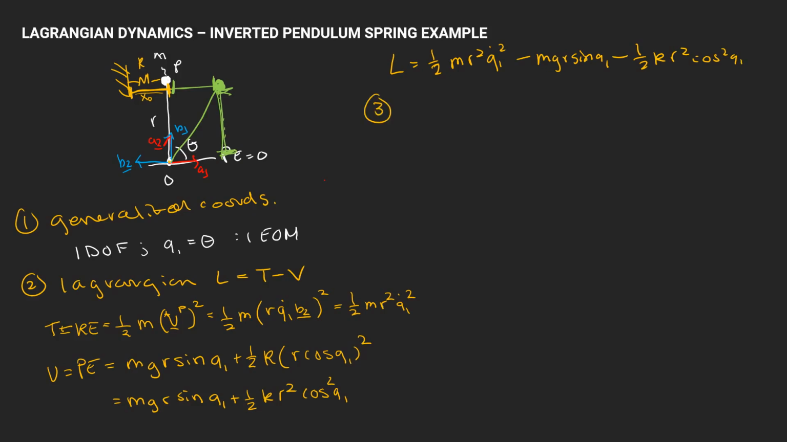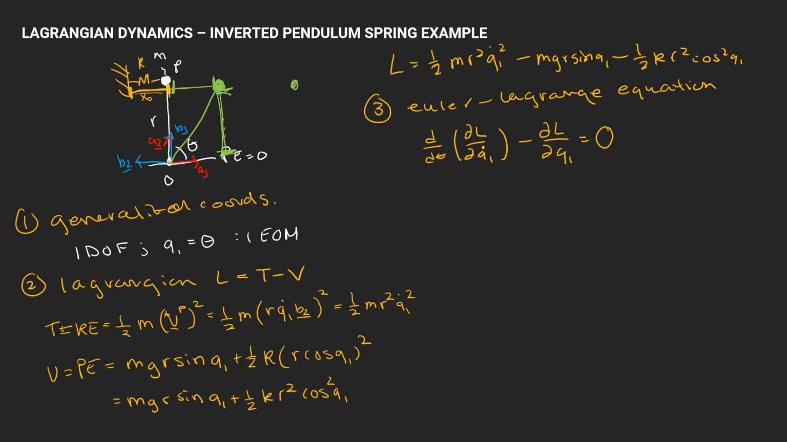And then we move on to our next step, which is to evaluate the Euler-Lagrange equation. Here we only have 1 degree of freedom, so we'd only have to calculate this once, and we can write this as d/dt of the partial of our Lagrangian with respect to q1 dot. Again, we just need to put the 1 because we only have 1 coordinate. And then we have minus the partial of our Lagrangian with respect to q1. And we can set this all equal to 0 because the system is conservative.